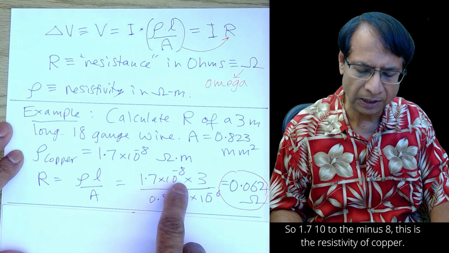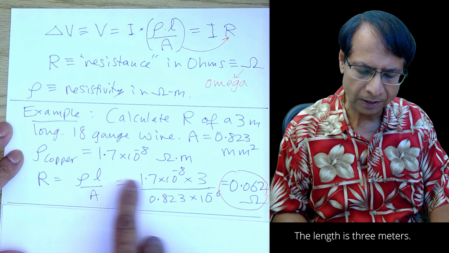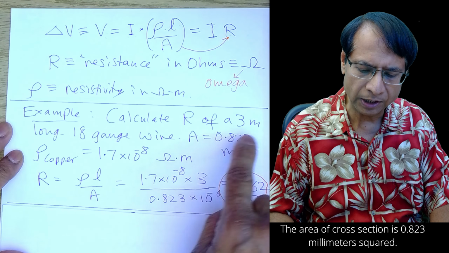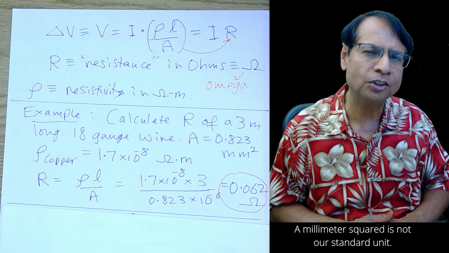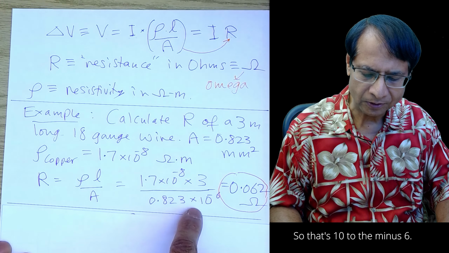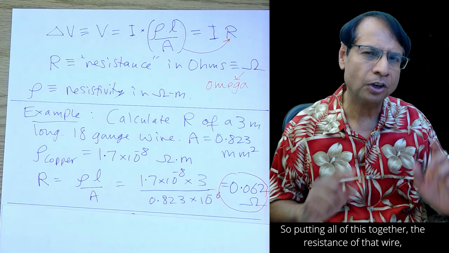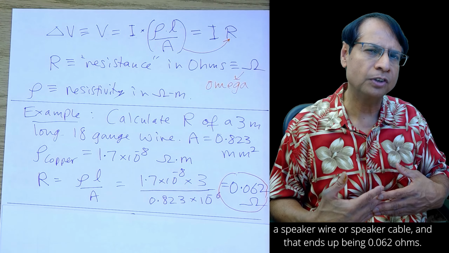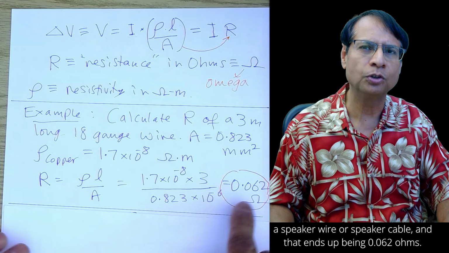So 1.7 times 10 to the minus 8, this is the resistivity of copper. The length is 3 meters. The area of cross section is 0.823 millimeters squared. Millimeter squared is not our standard unit, so convert that to meter squared. That's 10 to the minus 6. Putting all of this together, the resistance of that wire, a 3 meter length, about 10 feet, a typical length for a speaker cable, ends up being 0.062 ohms.